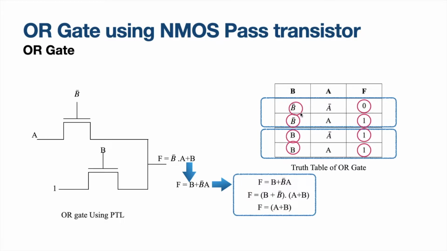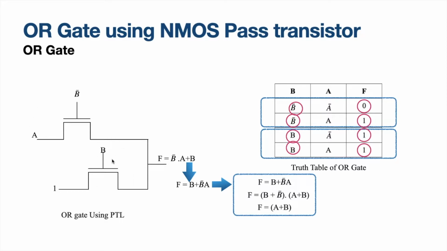Therefore, we can assume B bar as a control signal. And what do I need in my output? Whatever is in A should be available at my output. Therefore, B bar acts as a control signal and A becomes the input signal. And whenever we have these two choices 0, 0 and 0, 1, B bar will be the control signal. So, whatever is in A will be available at the output. Therefore, we can validate 0 and 1 from this transistor.